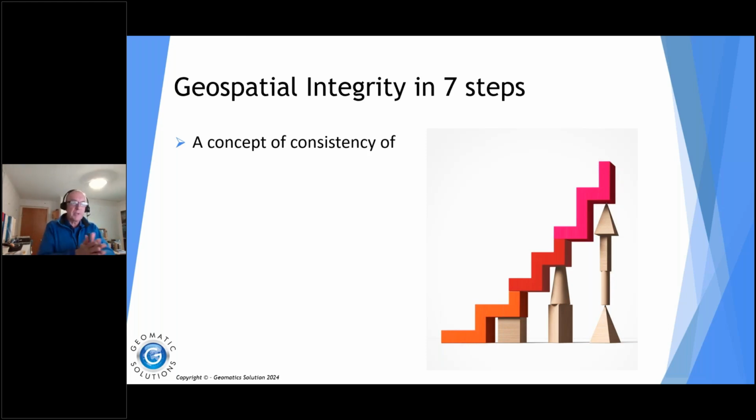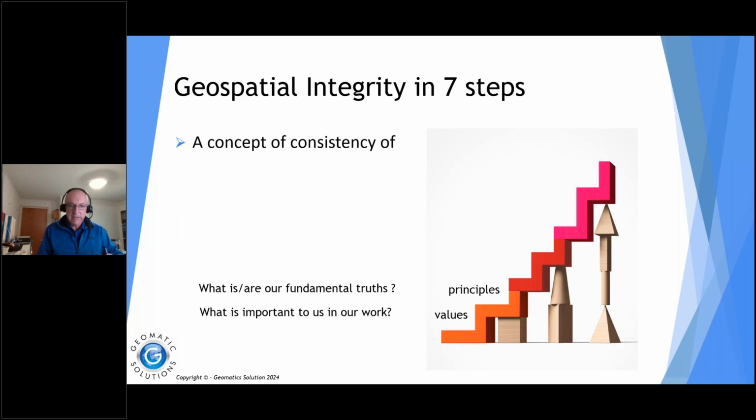Anyway, okay, geospatial integrity in 7 steps. So geospatial integrity is a concept of consistency in, first and foremost, our values. And our values is really what is important to us at the moment. When we look at geospatial integrity, mostly that's coordinates or data that is georeferenced in some way. But with those values, we need something that we call principles. And the principles are fundamental truths.